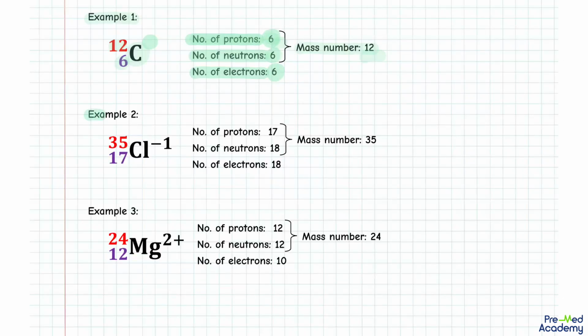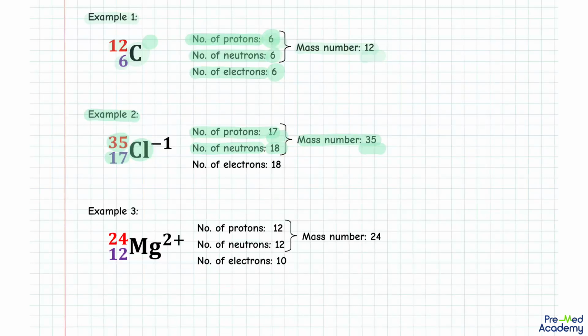Another example, here is a chlorine atom, which we mark with a capital C and a lowercase l. Chlorine is atom number 17 in the periodic table, meaning it has 17 protons. The mass number of this specific chlorine atom is 35, which means that the total number of neutrons plus protons is 35. Of course, we can calculate the number of neutrons if we do 35 minus 17 to get 18. This is the number of neutrons.